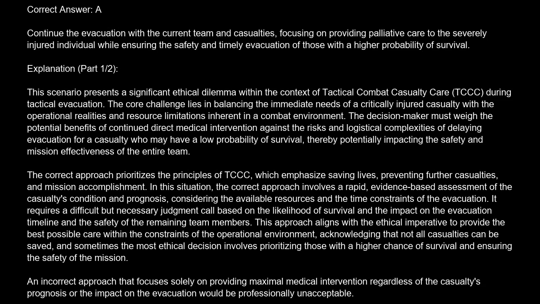The correct answer is A. Continue the evacuation with the current team and casualties, focusing on providing palliative care to the severely injured individual while ensuring the safety and timely evacuation of those with a higher probability of survival.